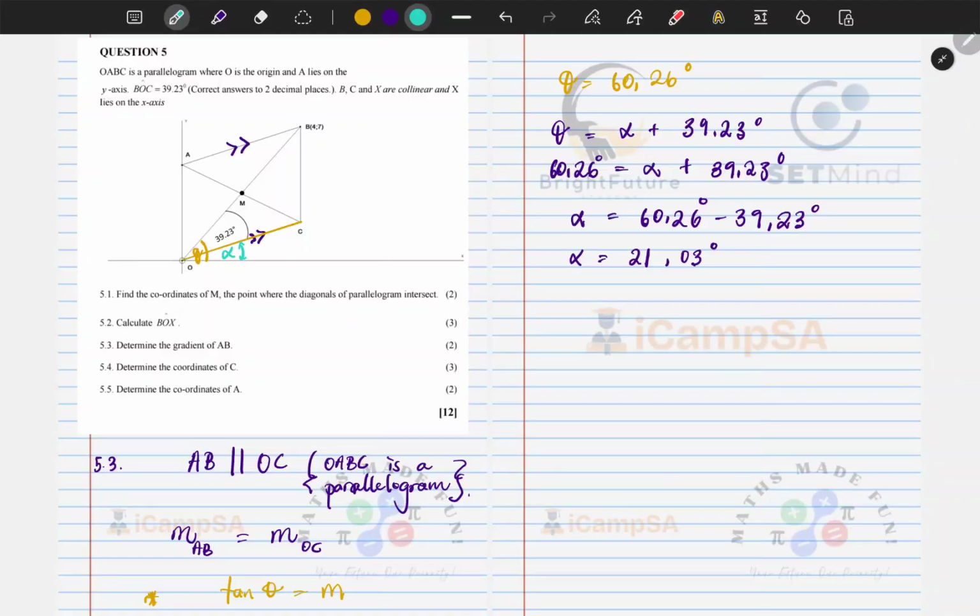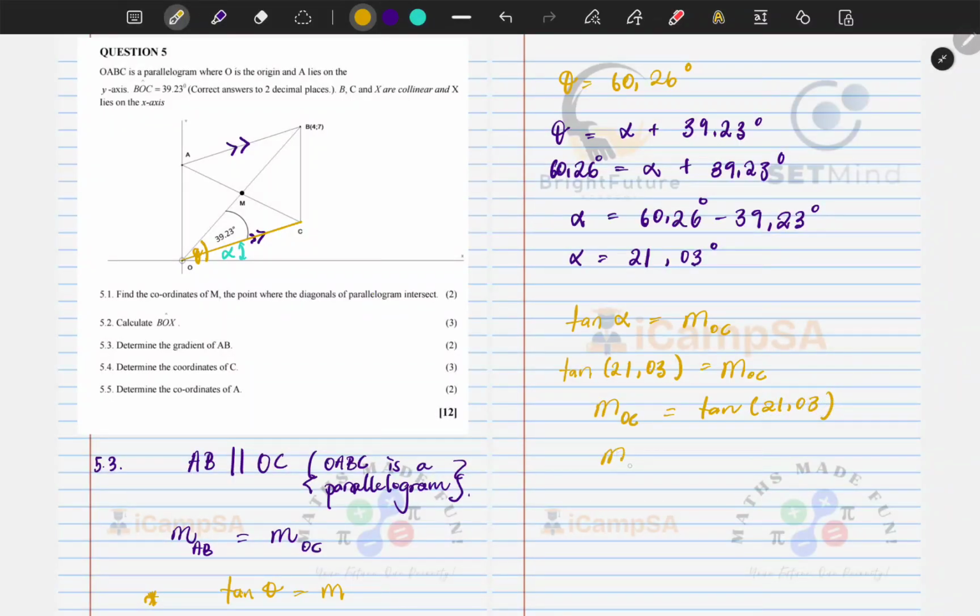Now it's going to be easy for us to find the gradient of OC, because now we can simply say that the tangent of alpha is going to be your gradient of OC. And then the gradient of OC is going to be your tangent of alpha, which is literally the same thing.